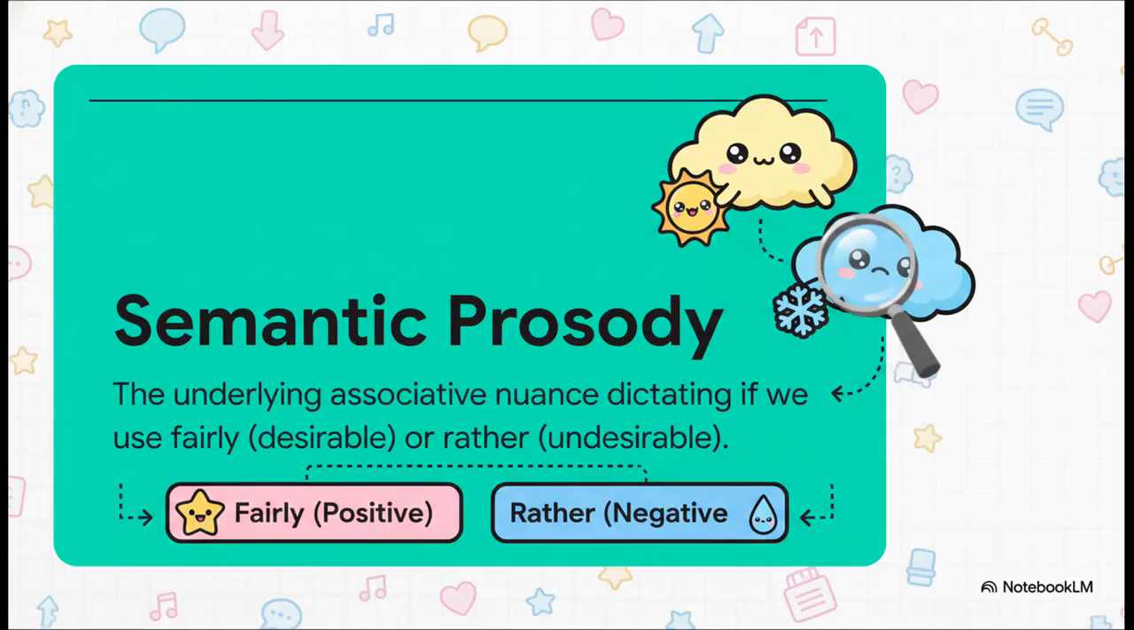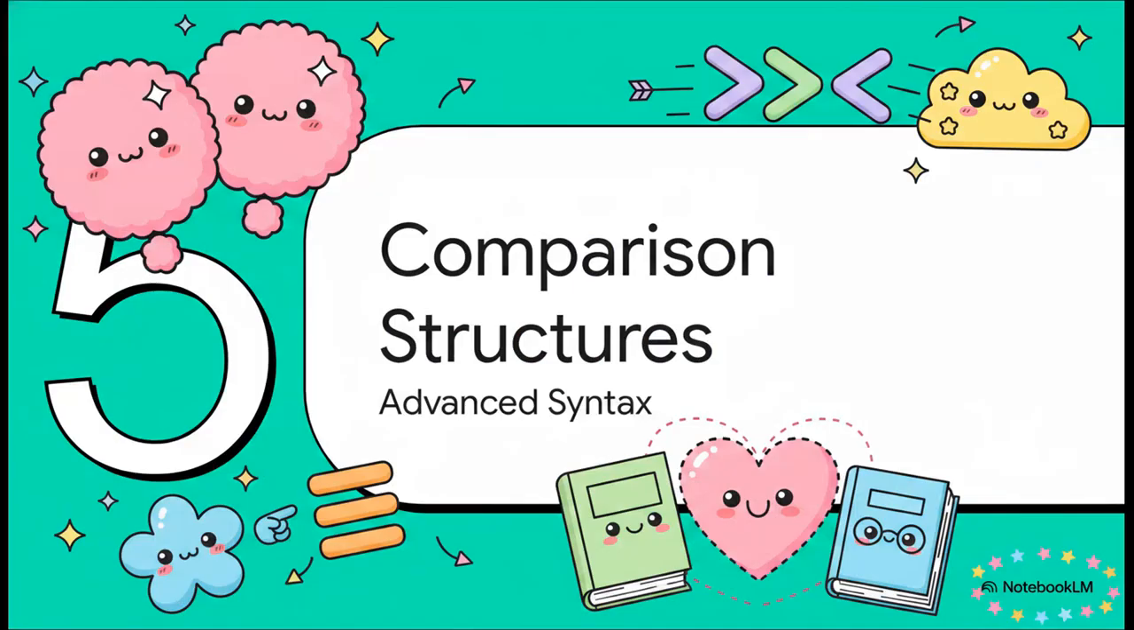This brings us to a highly nuanced but super interesting concept, semantic prosody. Semantic prosody is the underlying positive or negative associative nuance of a word. It explains the subtle but vital differences in how we use downtoners in everyday speech. Take fairly and rather. We typically use fairly for desirable qualities like, it's fairly warm today, but we use rather for undesirable qualities, it's rather cold today. Using them incorrectly can actually subtly confuse a native speaker because it clashes with the expected associative vibe of the word.